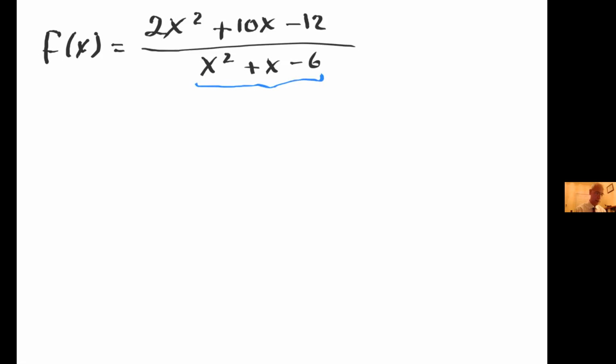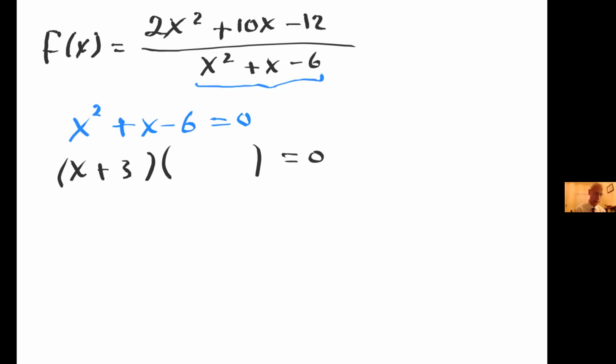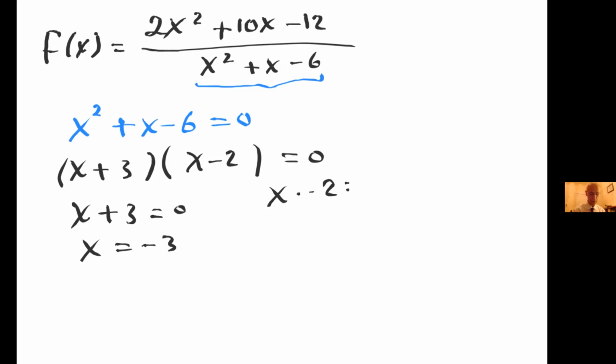So first, I'm going to set x² + x − 6 equal to 0 to find out what values of x would make the denominator undefined. This becomes (x + 3)(x − 2). Now I have x + 3 = 0, which results in x = −3, and when x − 2 = 0, x = 2.